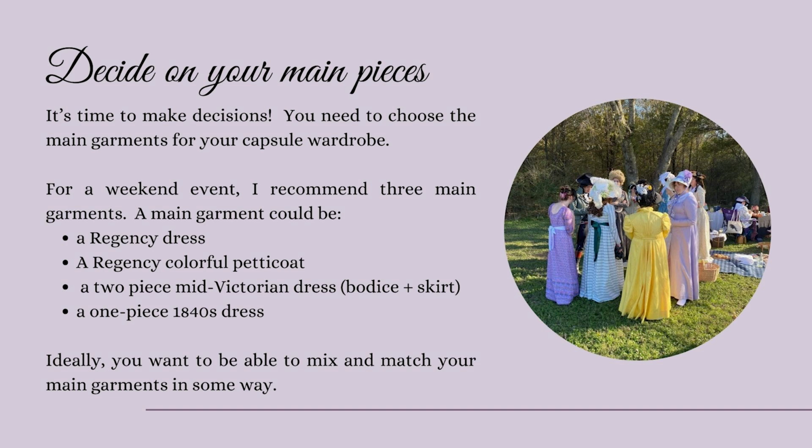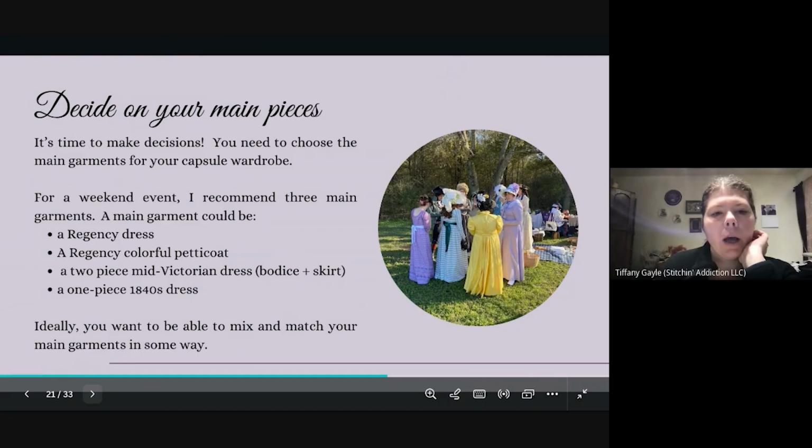Some examples of main garments would be a Regency dress, a Regency colorful petticoat, a 2-piece mid-Victorian dress with the bodice plus a skirt that they started wearing a lot during the 1850s, 1860s onward, or a 1-piece 1840s dress. Ideally, you want to be able to mix and match these pieces in some way. So having a 2-piece mid-Victorian dress is really handy. Having the Regency colorful petticoat is super handy because we've talked about how you can put it under a dress, but also over a dress. Things that you could possibly mix and match are handy.